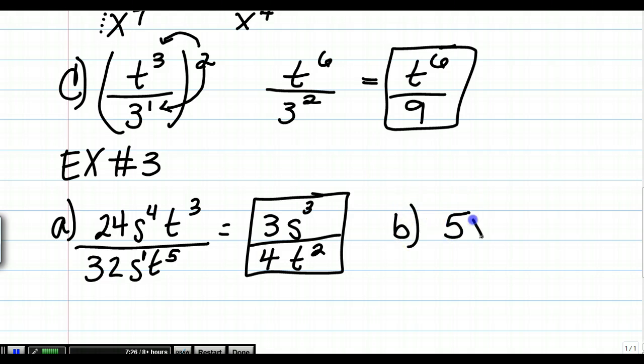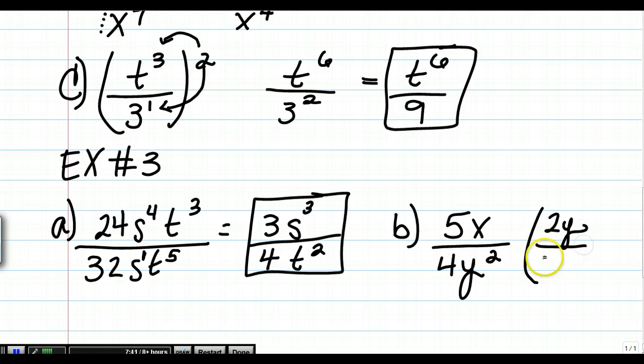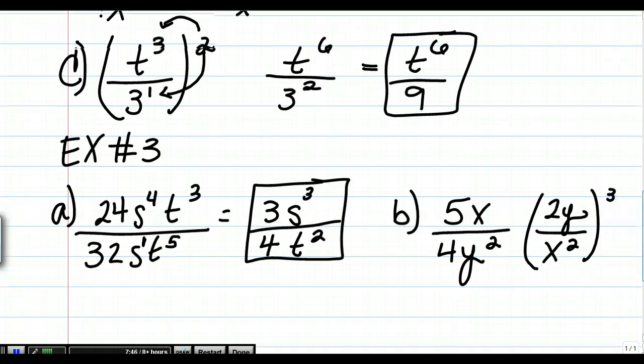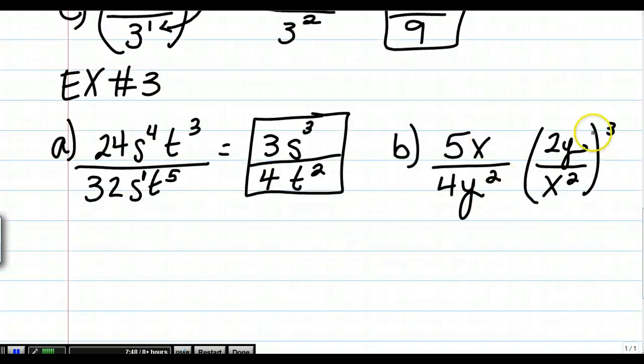B, what if I gave you 5x over 4y squared? 5/4 doesn't reduce. I'm sorry, I was going to say nothing reduces. I have to add part of the problem. So here nothing reduces, and here I have a power to a power.